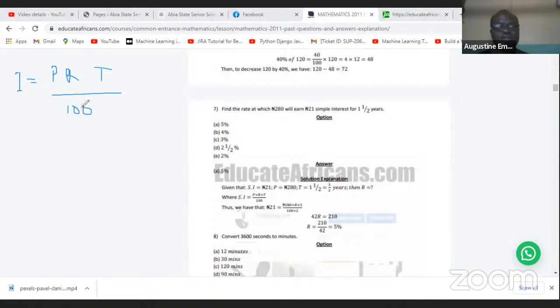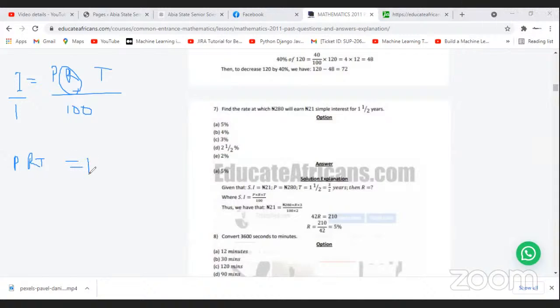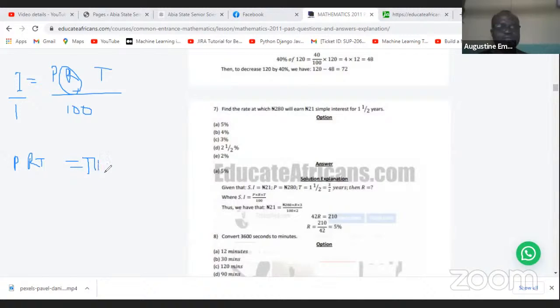So what you are told to find is rate. You're going to make rate the subject by cross multiplying. So you have P R T equal to I times 100. Make your R the subject of the formula. It becomes R is equal to I times 100 all over P T. So that becomes your answer.